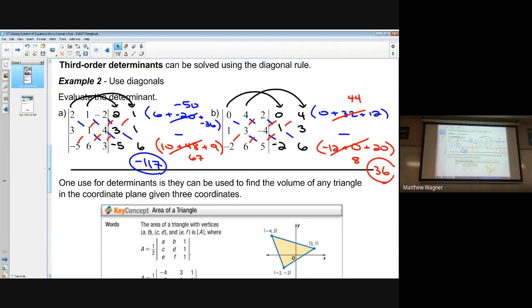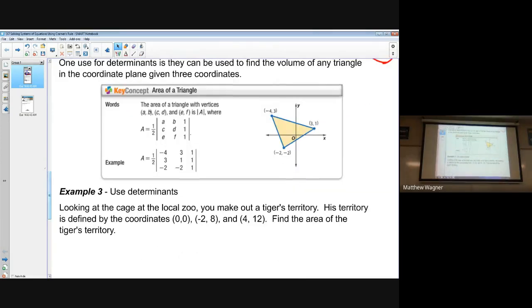For the latter part of the day, we're going to look at 2 applications of determinants and how they are useful. The first being areas of a triangle. So when we look at areas of a triangle, let's say you're given 3 coordinates on a plane.